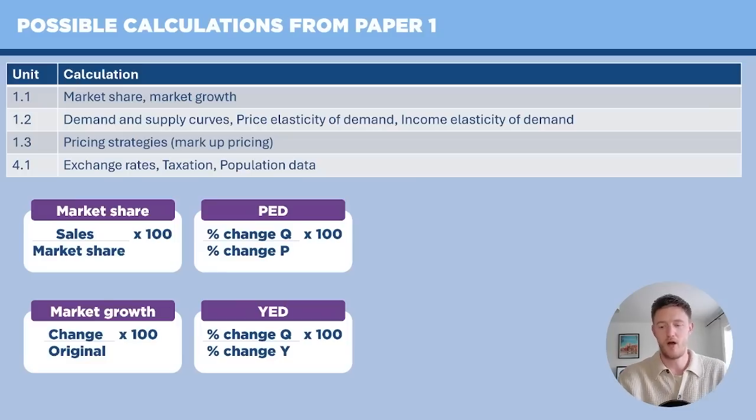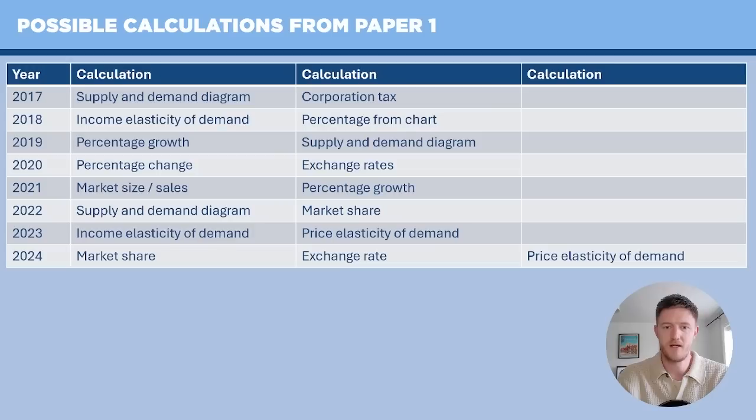Percentage change comes up quite a lot. Let's have a look at what's come up in previous years. So this is all of the exams that we've had. What you'll notice is there's quite a lot of just general percentage questions. General percentage growth, percentage change. The market share questions are pretty much percentage questions. Supply and demand curves, as we mentioned, have come up 3 times, but not in the last 2 years. Price and income elasticity of demand has come up quite a bit in the last 2 years.